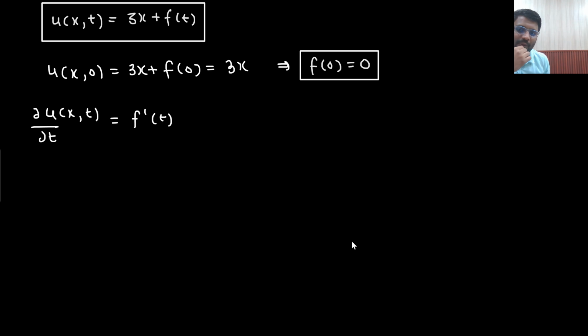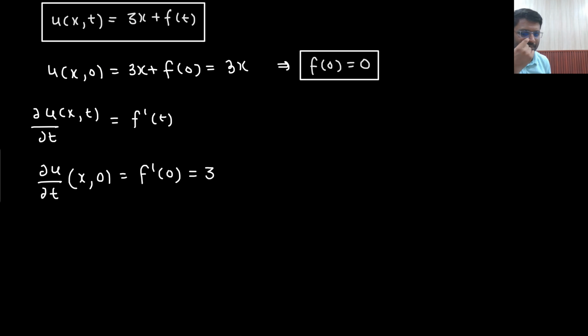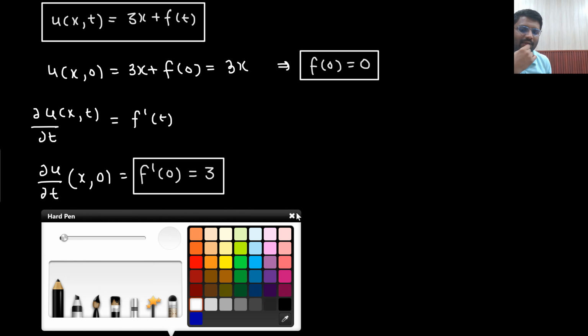Right? And now what do I need to do? Next, you partially differentiate with respect to t. In place of x, you put x only, but in place of t, you put 0. So what will you be getting? In place of t, you put 0, and that should be equated to 3. So f dash 0 is coming out to be 3. These are the two things you have got.